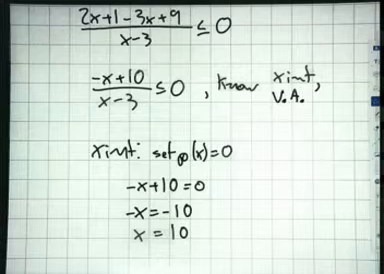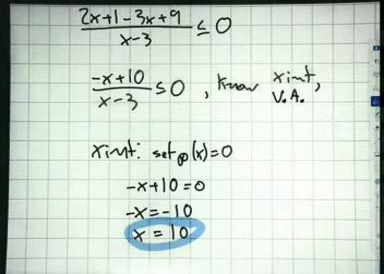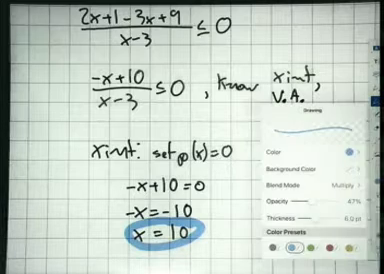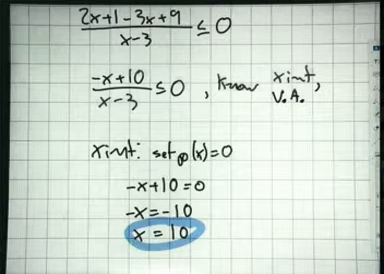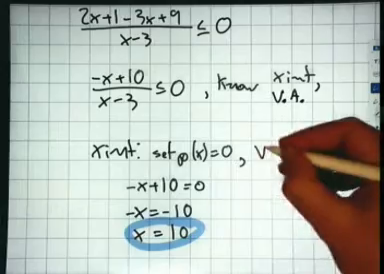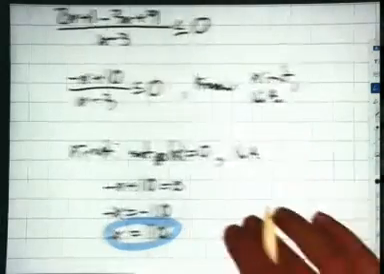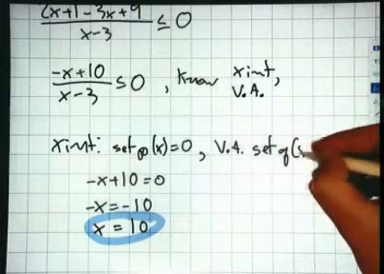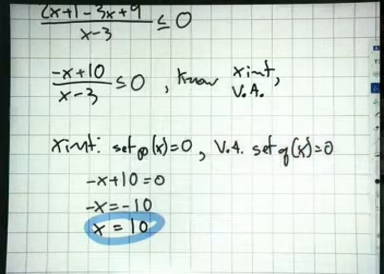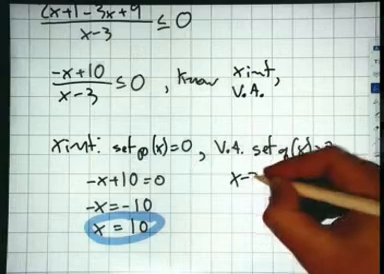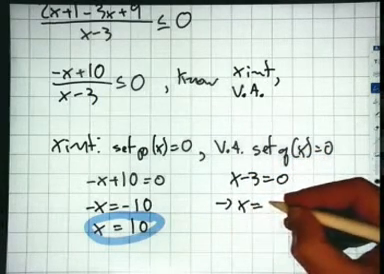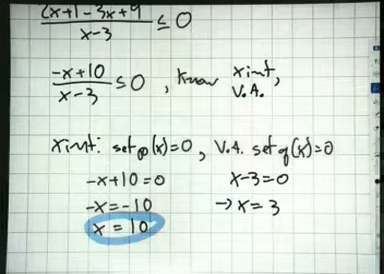So I'm just going to circle this. I'm going to highlight it. That's my x-intercept. We also need to know the vertical asymptote. So to find that vertical asymptote, you set the denominator equal to 0, set q of x equal to 0. So that's going to be x minus 3 is equal to 0, which means that x is equal to a positive 3.